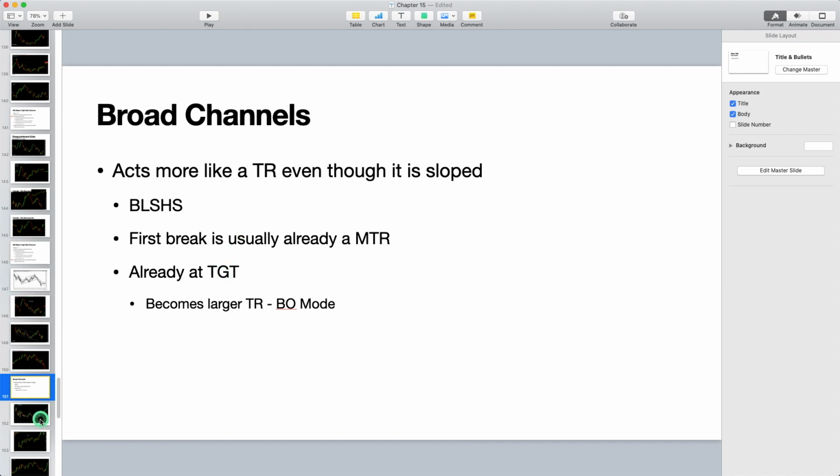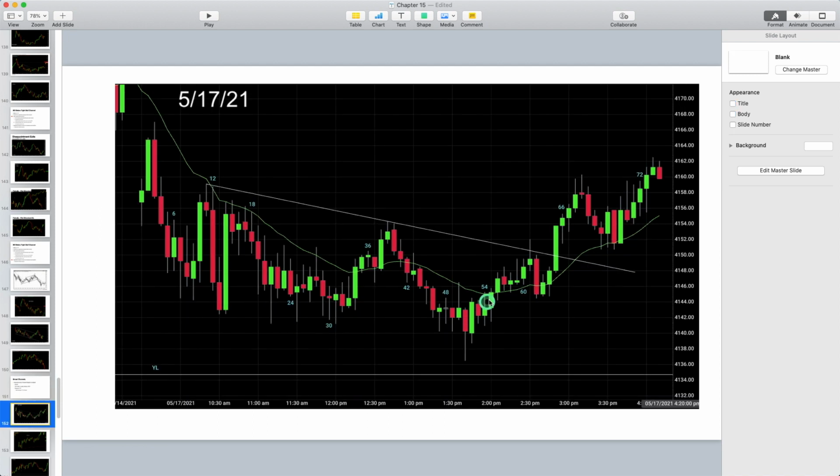And with broad channels, the first break is usually already a major trend reversal. With a tight channel, that's not the case. With a tight channel, the first break will usually fail. With broad channels, that first break of the trend line is often already a major trend reversal.